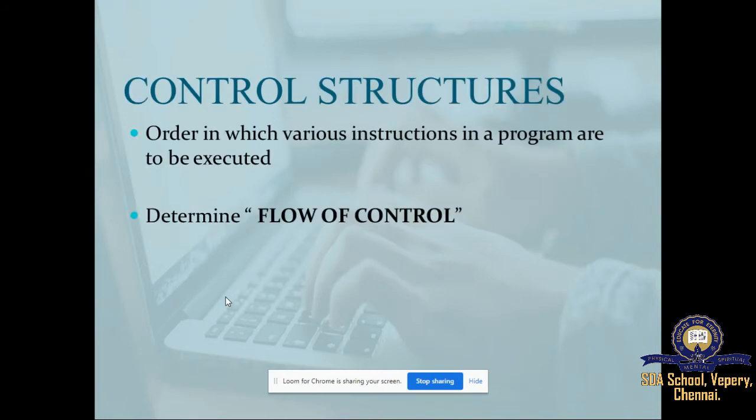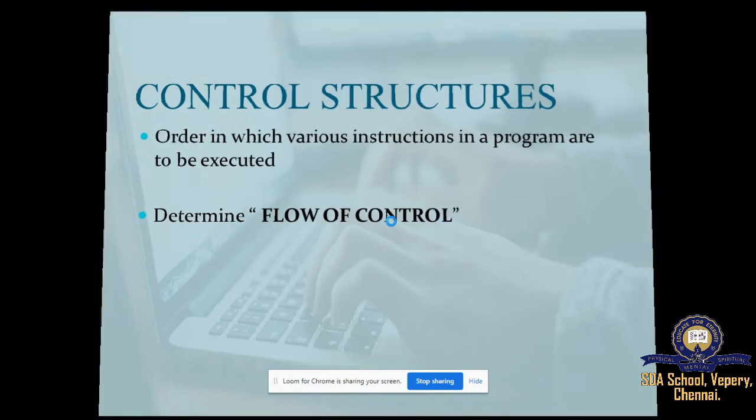First, what is a control structure? It is the order in which the instructions in a program are to be executed. That is, in which order the statements have to be executed. That should be given, and that is called your control structure. It determines the flow of control, that is, how the next instruction will be executed. All these together are called your control structure.